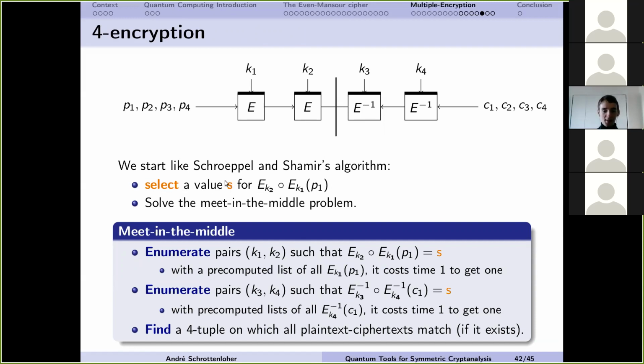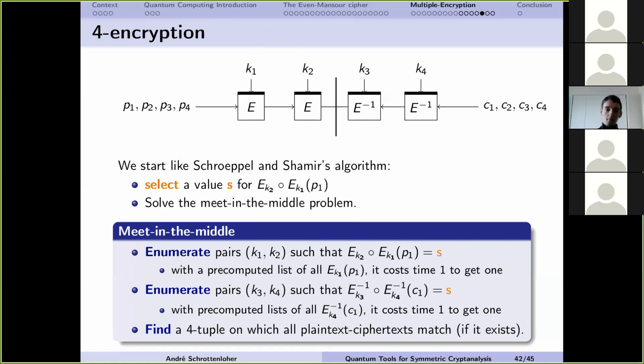So we select a value S. Instead of having a prefix, we're now selecting a value for an intermediate state. So let's say for the encryption of P1 in the middle, it should be equal to S, okay? And now the meet-in-the-middle problem that we're solving is, does there exist a pair K1, K2, which has this constraint, and a pair K3, K4, which also has this constraint? Does there exist a match between them, as in a tuple of keys that sends all the plaintexts to all the ciphertexts?